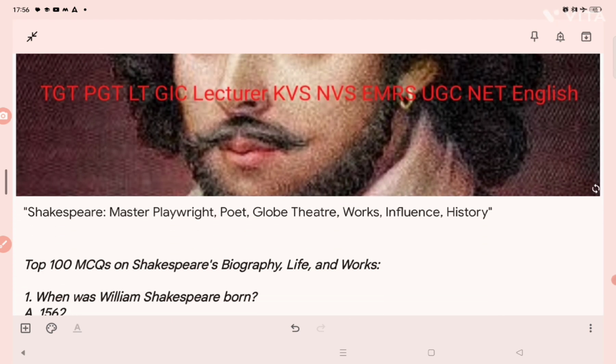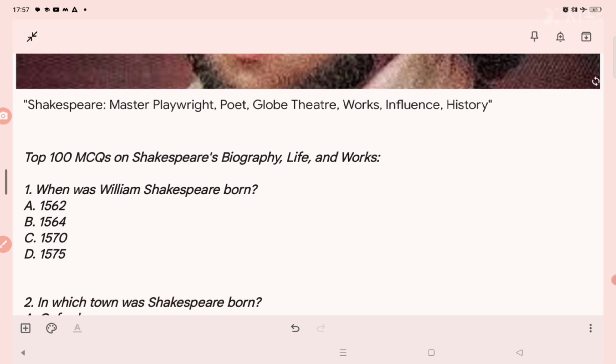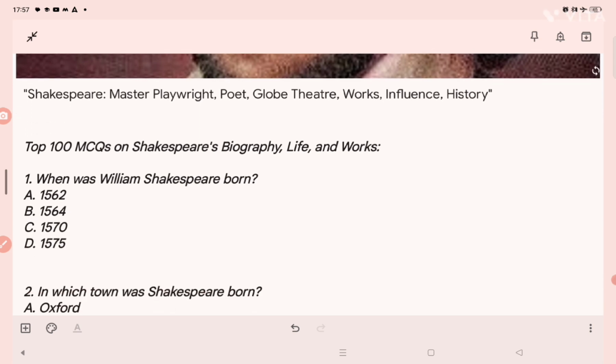Today, we will discuss the 100 most important MCQs on Shakespeare's biography, life, and works. A quick revision for all competitive examinations.